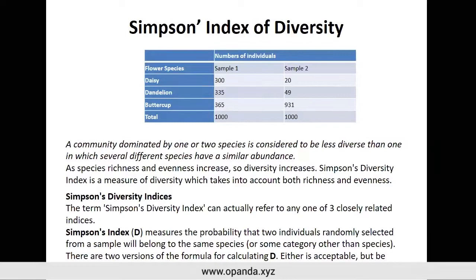Simpson's index D measures the probability that two individuals randomly selected from a sample belong to the same species. Either formula for calculating D is acceptable but must be used consistently. This is sufficient for you. I can take this formula.